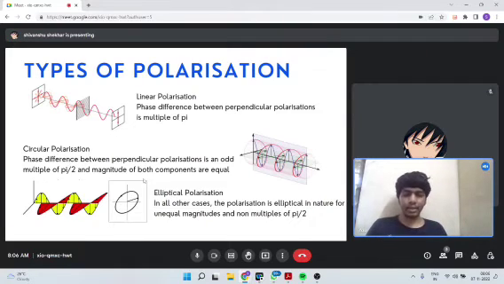All the cases other than these two very specific special cases are covered in elliptical polarization. As you can see, even in the second case wherein the phase is not pi by 2 but the magnitudes are equal, there will be some sort of increase and decrease of the distance from the center line, and even if the phase changes, there will be a variation in the amount of distance being traveled. So again, all cases other than these two special cases can be generalized to elliptical polarization.